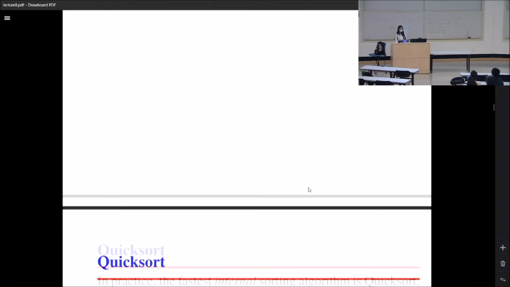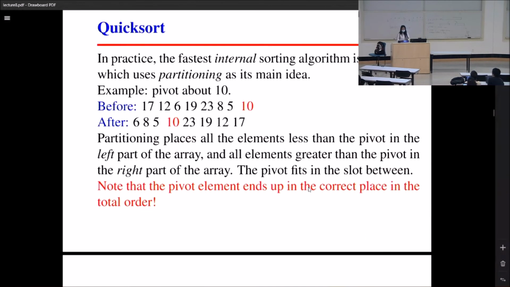The fastest internal sorting algorithm is Quicksort. Quicksort also has a partition, but it is different from what we have in merge sort. For merge sort, you simply divide the array into two equal sides. But for Quicksort, you need to find a pivot. So let's use an example here. Is it easier for everyone to view? Okay.